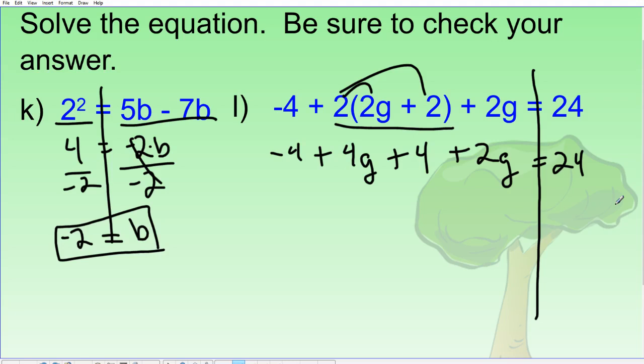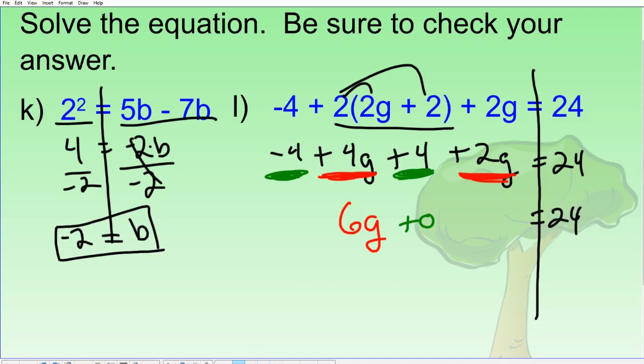Combine like terms. I actually have a couple things I can combine here. I have 4g's here plus 2g's here. They're all positive, so that's going to give me 6g's. I have a negative 4 out front, a positive 4 in the middle. When I combine negative 4 plus positive 4, that equals 0. On the other side we get our 24. Now, I don't really need to write plus 0.